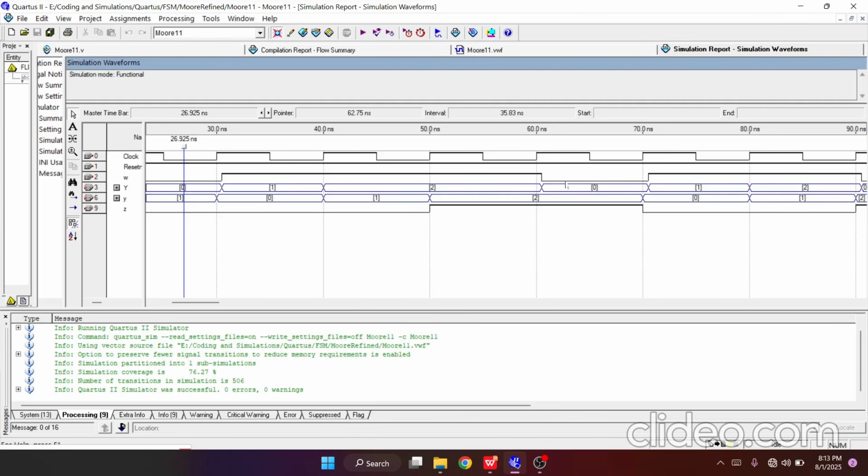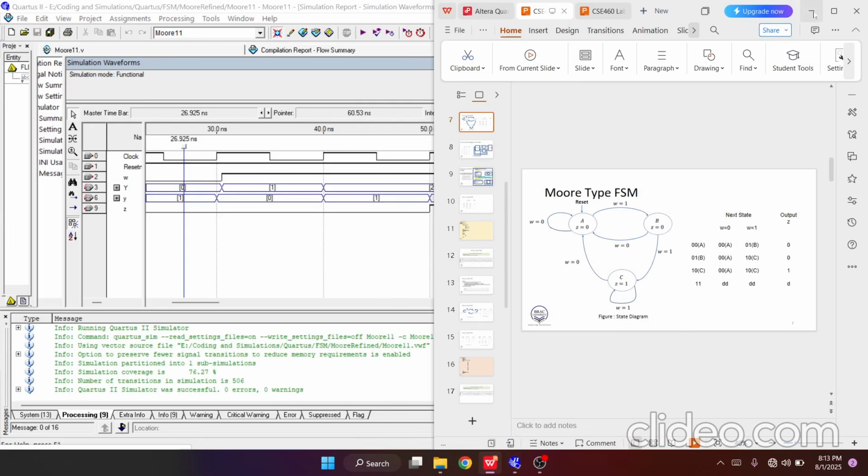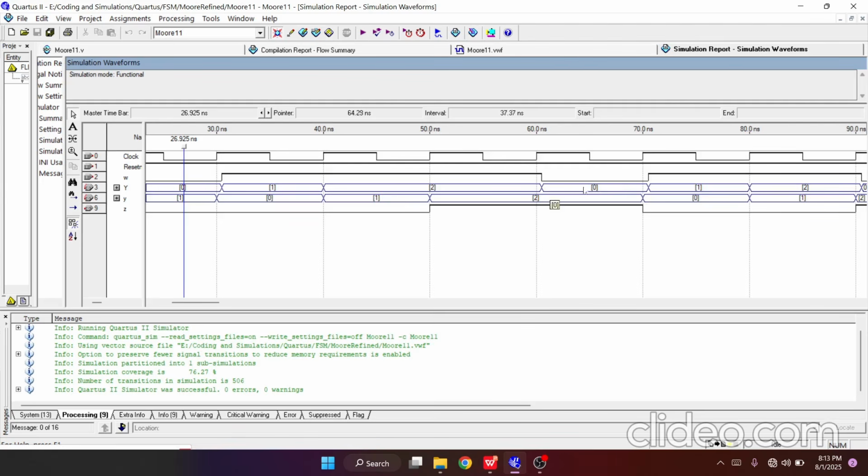Afterwards, when it became low, that means while being in C state, this is your C state, from 60 to 70 nanosecond you are in C state, because of this value 2. While being in C state, when you encounter W equals 0, your next state should be A. Okay, this is what is being done here. Here it is becoming A, and it maintains its value unless the W value changes again.